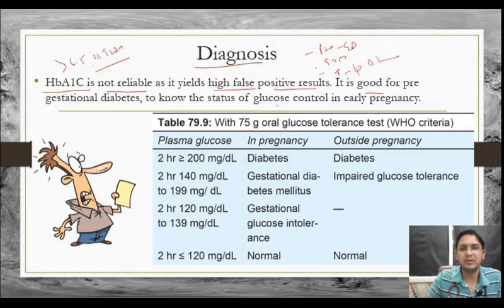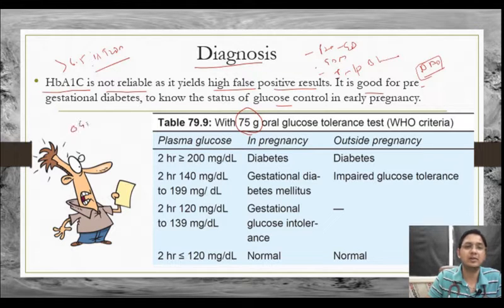But yes, we will order the HbA1c to know the status of glucose control. If the patient is pre-gestational, meaning the patient is diabetic before conceiving and taking oral anti-diabetic agents, we will order the HbA1c to see how well controlled her blood sugars are. If the blood sugars are poorly controlled, we will make changes accordingly. And for the diagnosis, we will do a 75-gram oral glucose tolerance test.